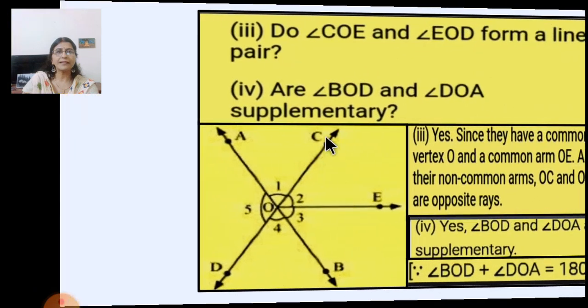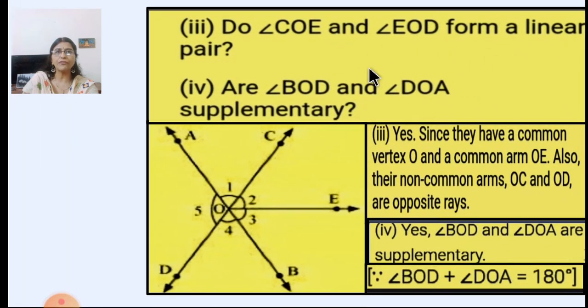Now the next part, do angles COE and EOD form a linear pair? So we will see here COE, and the other one is EOD. These are forming a linear pair. Yes, they have a common vertex. You can see here O is the common vertex, and the common arm is OE. And also their non-common arms, that is OC and OD, are opposite rays. So that means they are forming a straight line.